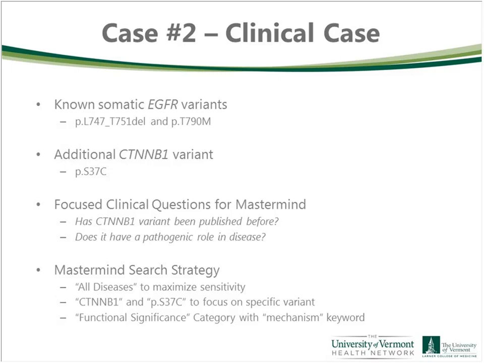So as you might imagine, when we sequenced this tumor, the original exon 19 deletion was still identified, the L747T751 deletion, but in addition, they had acquired the common resistance mutation, the T790M. So again, here's a case where I see this frequently enough in my practice that I know what I'm going to say about this particular combination.